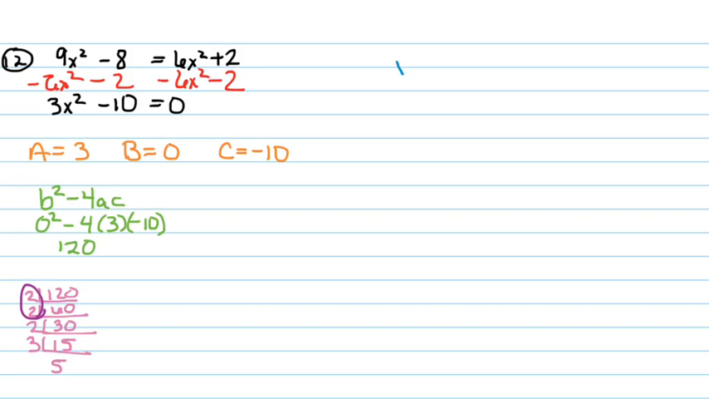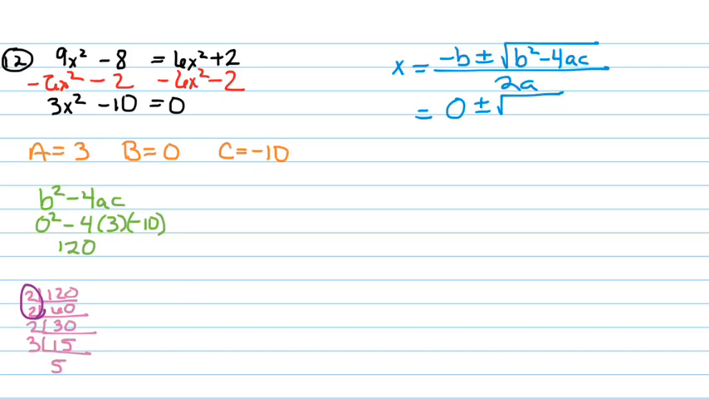And so x is equal to negative b plus or minus the square root of b squared minus 4ac, all divided by 2a. So opposite b, in this case, well, opposite 0 is 0. Square root of 120, all divided by 2 times a, which in this case is 3. So x equals, well, 0 doesn't really matter. It can go away. We have plus or minus.